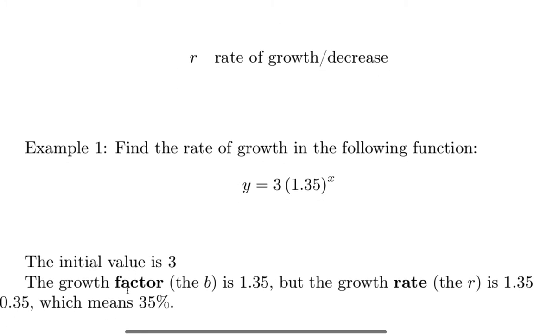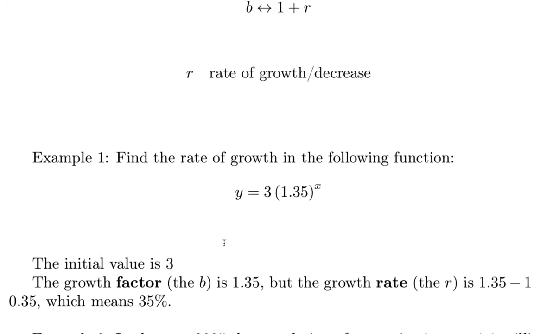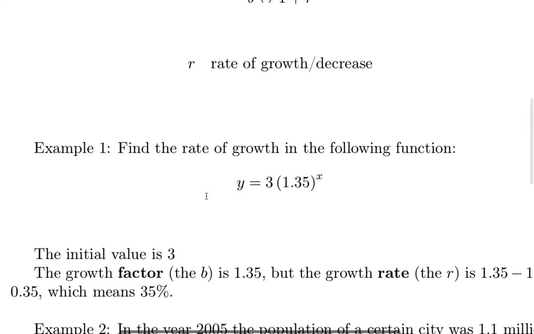So example number 1. Find the rate of growth in the following function. So you have this. It is really easy to see that this number is the initial value. It's the one we call the a. The growth factor, the b, is 1.35 because the function grows from one value to the other by multiplying by 1.35. So first value is going to be 3, next value is going to be 3 times 1.35. After that is whatever we have obtained before times 1.35 and so on.